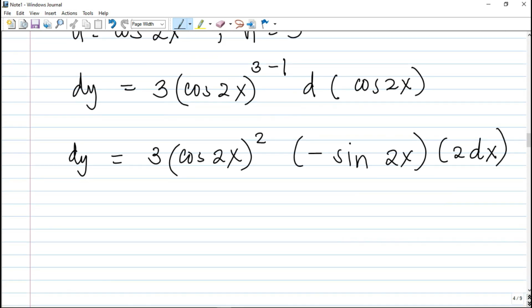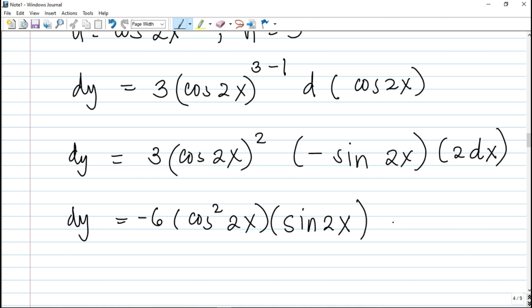I-simplify na natin siya. So, 2 times 3, that is 6. So, dy equals 6 times, negative siya, cosine squared 2x times sine 2x. Okay, so this can be your final answer. So let's just transfer this to the other side. Derivative of y with respect to x equals negative 6 cosine squared 2x times sine 2x. So this is the final answer for this particular problem.